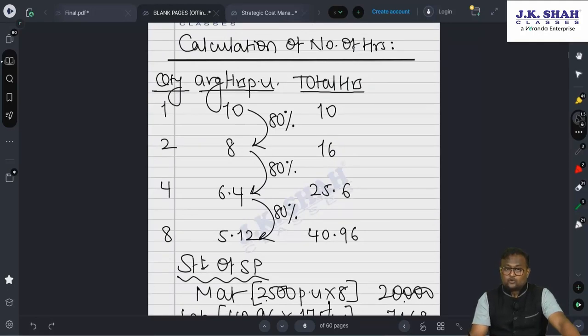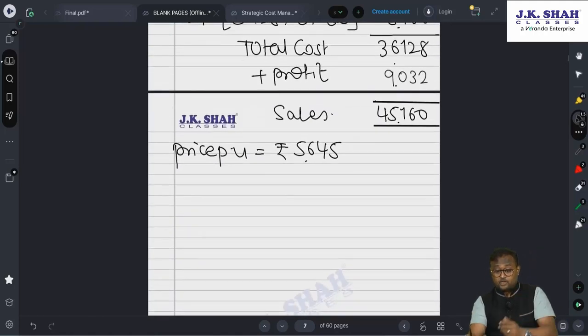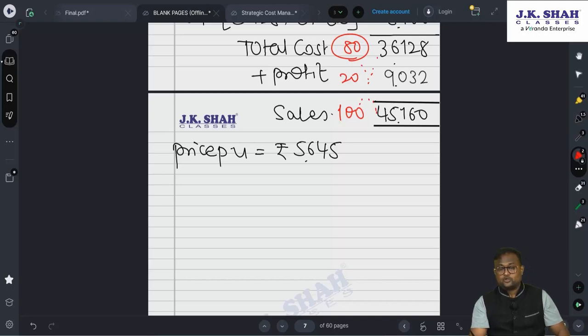So this is your calculation of total number of hours for producing 8 machines. One unit costs you 2,500 in terms of material, then labor, overheads are 125% of labor, even that is recorded. Then we have sales, 20% on sales it was. So you can have another calculation also. This is 100, this is 20, this is 80, and then you can go for cross multiplication. It's one and the same. 36,128 divided by 80% will also give you the same answer.